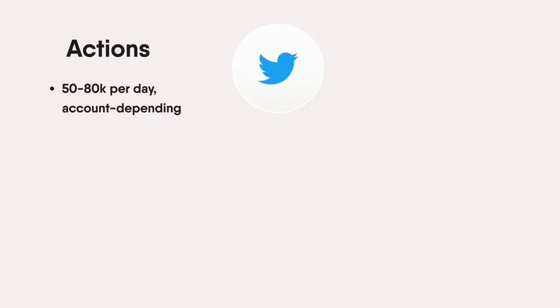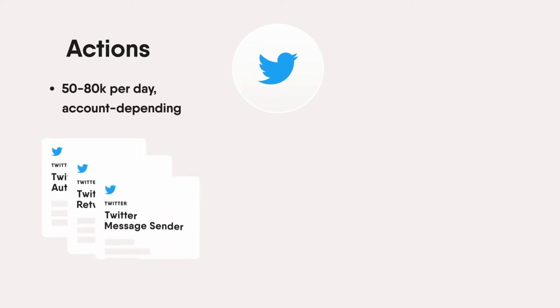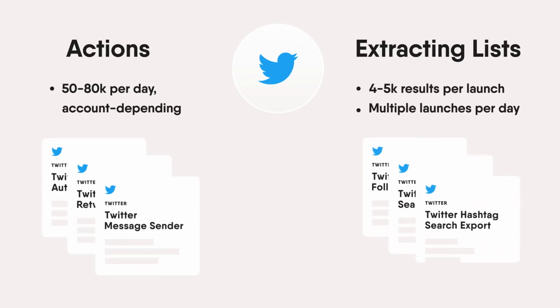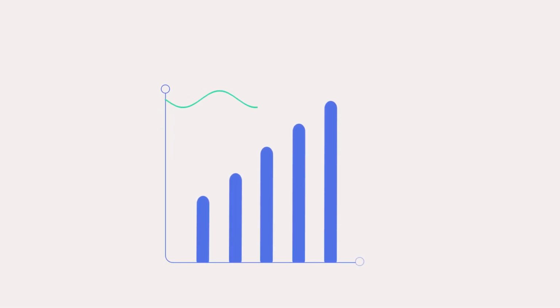And finally, with Twitter, it really depends on how warmed up and active your account is, but you can make approximately 50 to 80 actions per day if they are things like follows or retweets or likes. And once again, for extractions, you'll be able to access 4,000 to 5,000 results per launch, spreading these launches throughout the day.